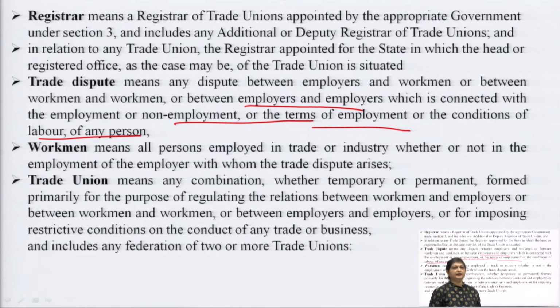Now, next is workmen. Workmen means all persons employed in trade or industry, whether or not in the employment of the employer with whom the trade dispute arises.